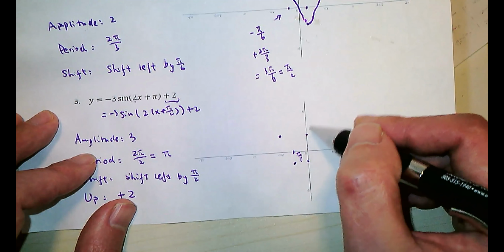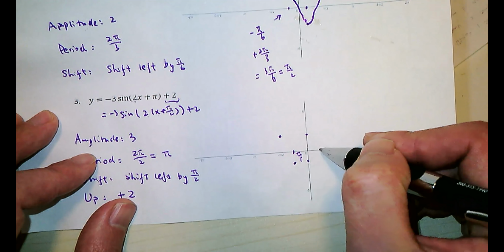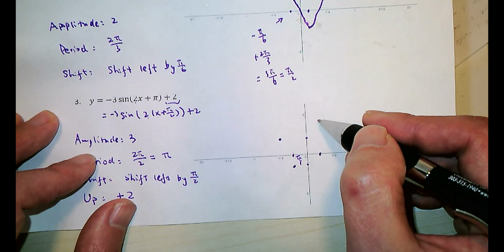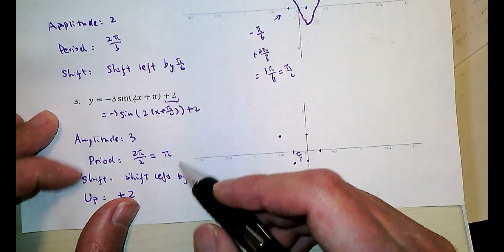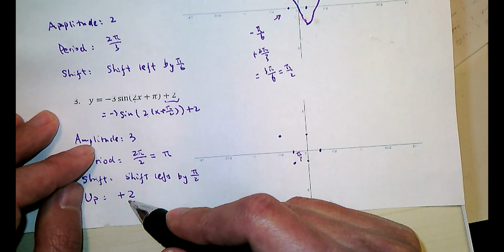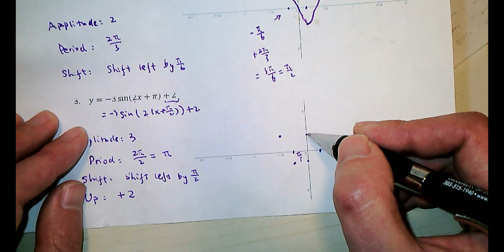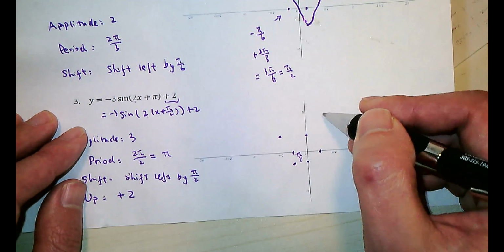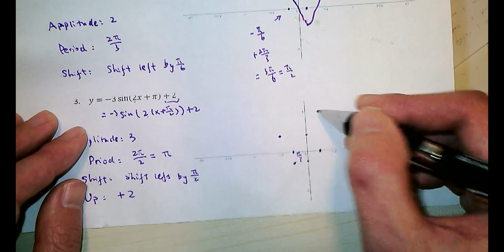Then you are going up another pi over 4 to attain the maximum. And remember that our maximum has been moved up by 2 units, and the amplitude is already 3. So it can go up to 5. So the maximum should be somewhere here.